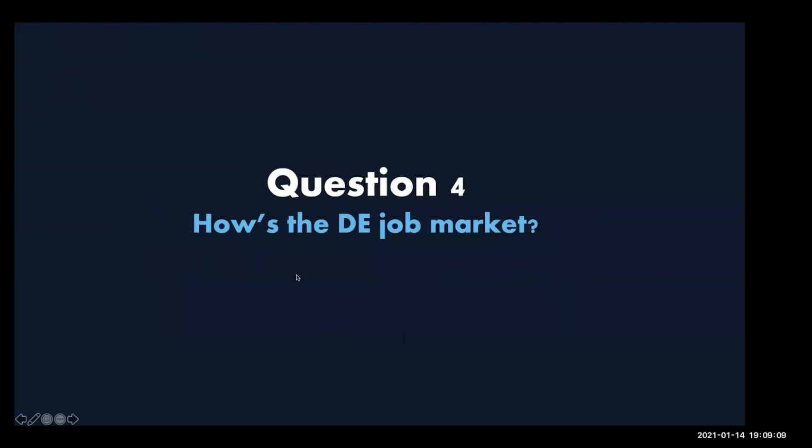Question number 4, how's the data engineering job market? What does it look like? I shared some numbers, but for example, when you're hiring data engineers or helping your company hire a data engineer, what's the demand like, and how does that work?